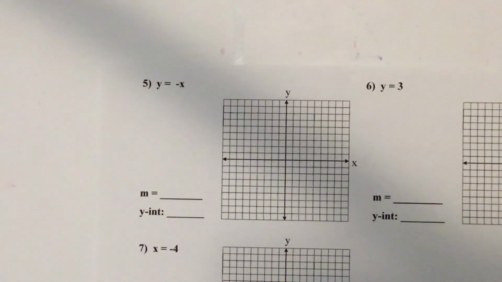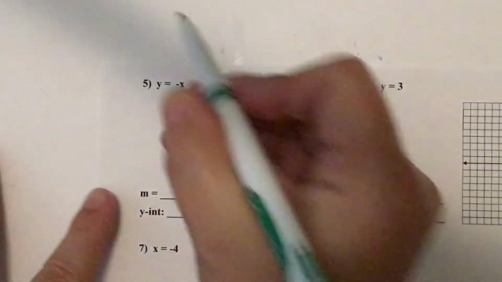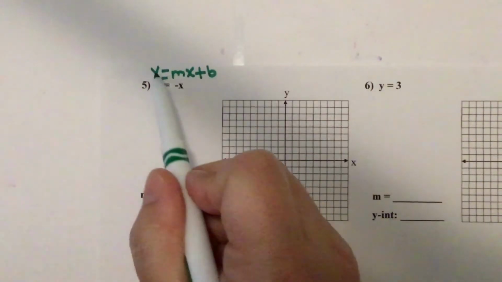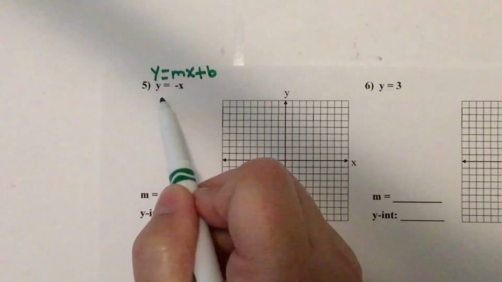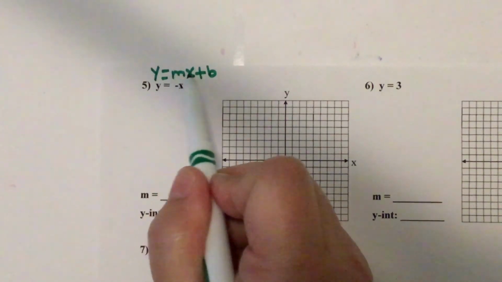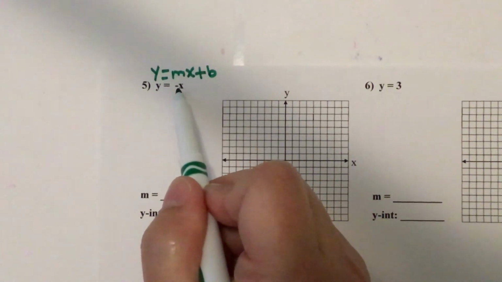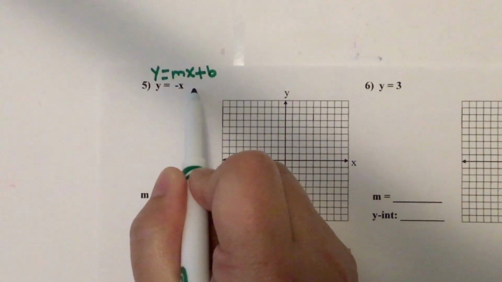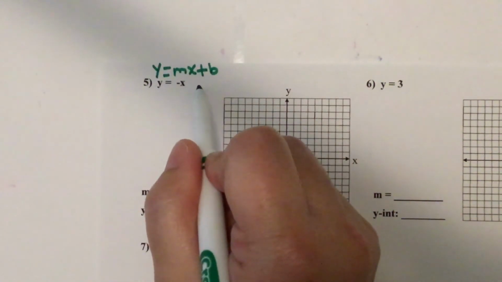All right, looking at number 5. It does look like y equals mx plus b. I got y by itself. I've got the equal sign. My m is smushed against my x, and there is a number smushed against the x. We just don't see it. And then b is behind the x, and we don't see it either. So let's just talk about that.